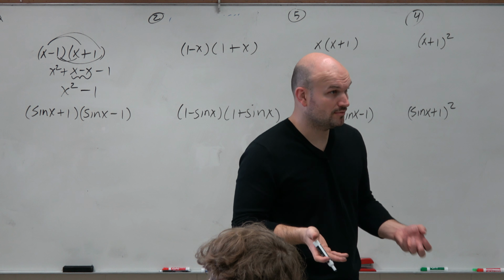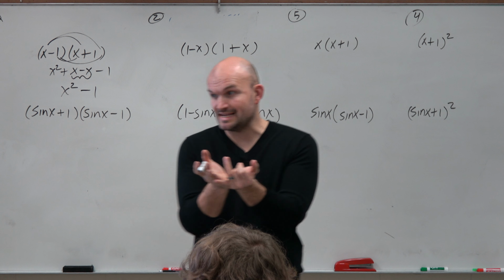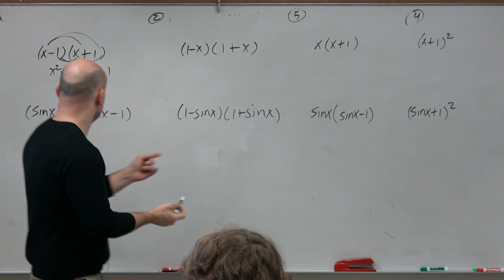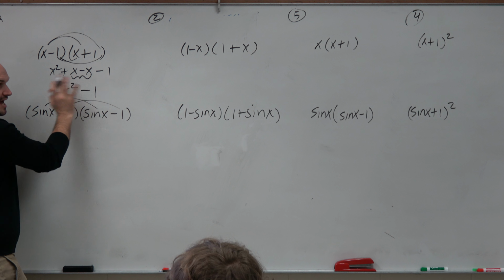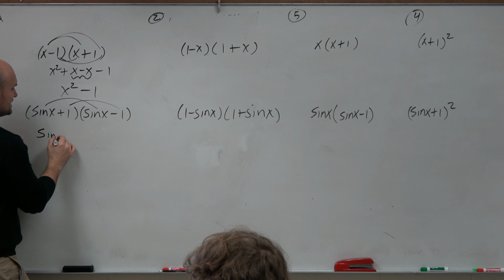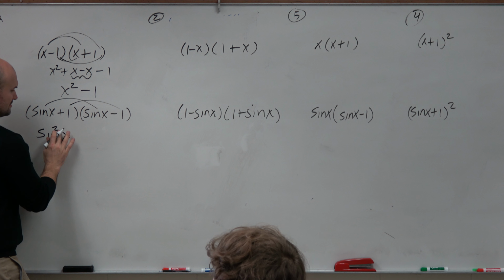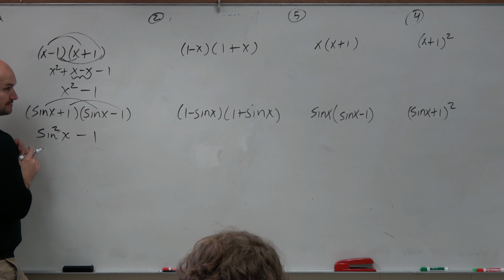So in reality, though, again, with the difference of two squares, a minus b times a plus b is a squared minus b squared. You can really, instead of doing all this work, just multiply the first two terms and multiply the last two terms, because the middle terms add to 0 every time. So in this case, I have sine of x times sine of x is sine squared of x, right? Don't do sine of x squared. 1 times 1 is negative 1.